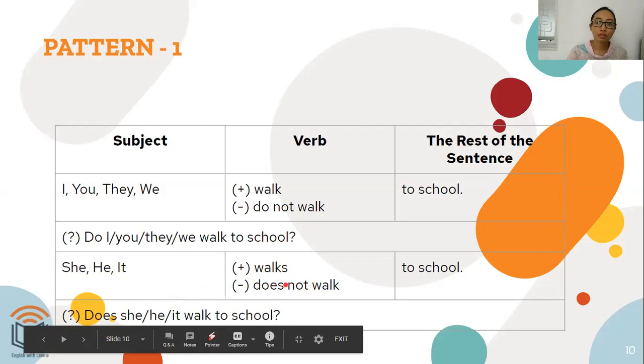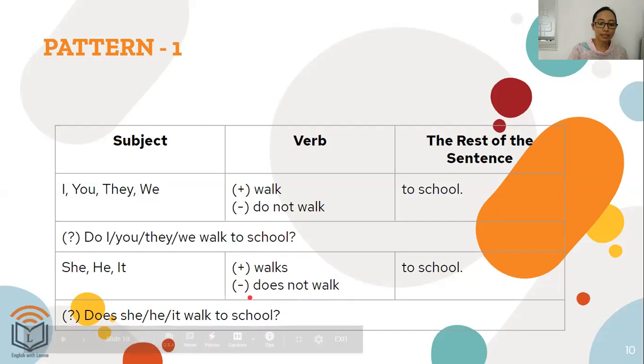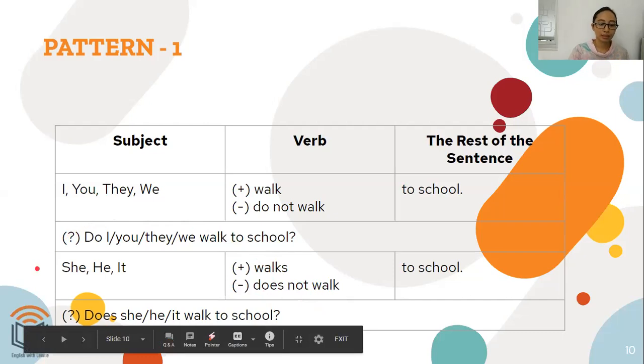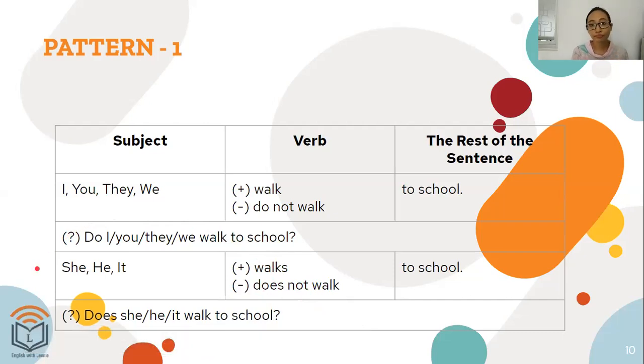And to make it negative, it will be does not walk. The walk here has no s or es anymore, because the s or es has been removed to this part. It is not do anymore, but it is does. So we do not need any s or es here. She or he does not walk to school. Okay. And to make it interrogative, move the does to the front. It becomes, does she walk to school? Does he walk to school? Does it walk to school?